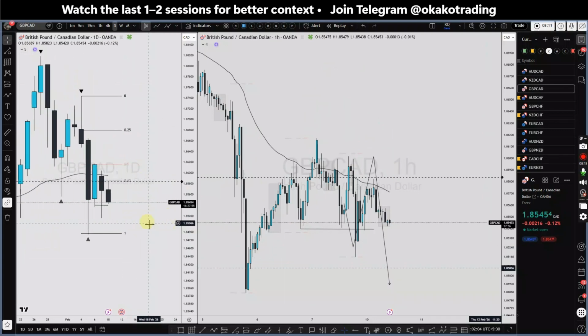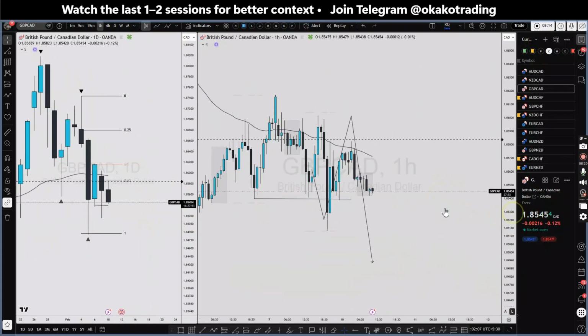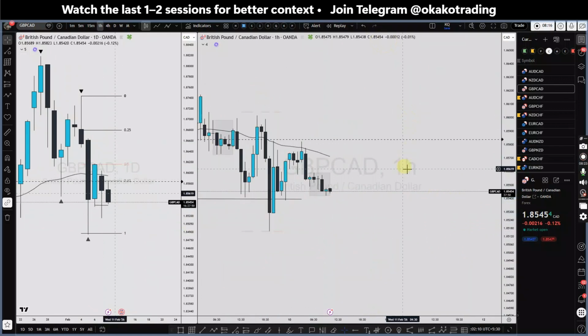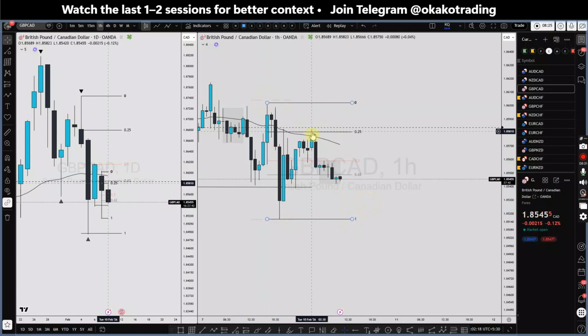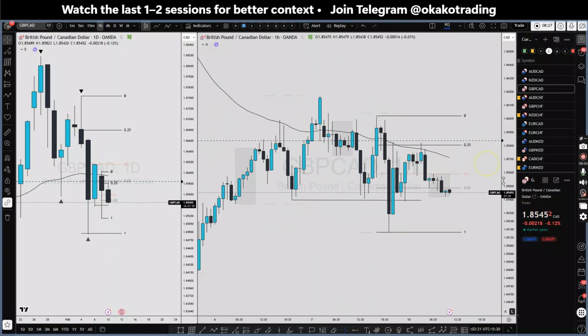We can look for shorts in GBP CAD actually, and look at this. I actually marked this level, but I actually failed to take this trade. That was a good one. A beautiful sweep of liquidity, breakout structure, and look at this. I missed this one up. Shit, man. What the fuck?